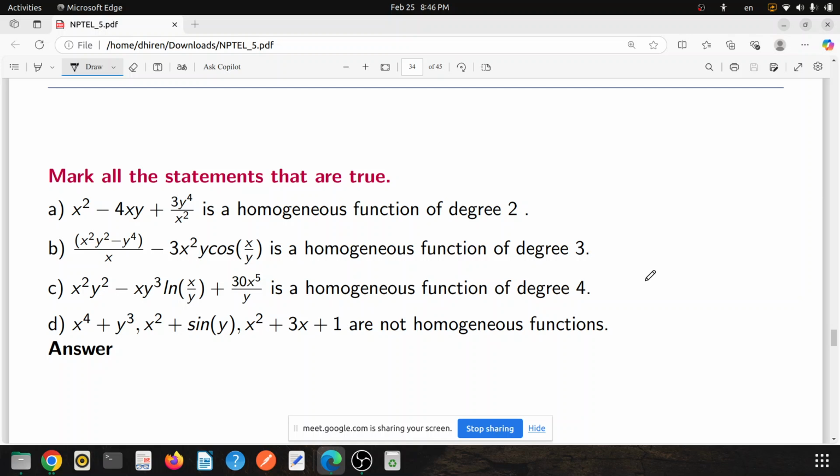So the next question is, mark all the statements that are true. The first: x square minus 4xy plus 3y^4 by x square is a homogeneous function of degree 2. The second: x square minus y square minus y power 4 by x minus 3x square y cos x by y is a homogeneous function of degree 3. Options C and D are given as it is. So we have to check.